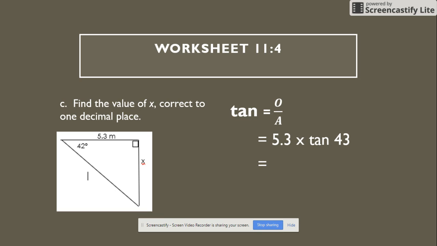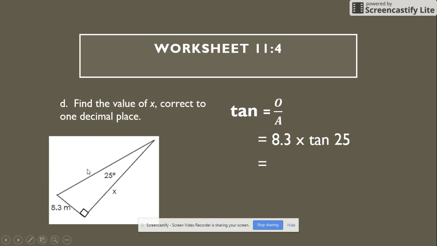Okay, see, here we've got, where's my mousey thing? We've got 5.3 and we've got x and we've got 4.2. So we take our number, 5.3 times by tan 42. I've got 43 here, it should be 42, equals. This was just a mistake, don't worry about that. So for 5.3 times by tan 42.